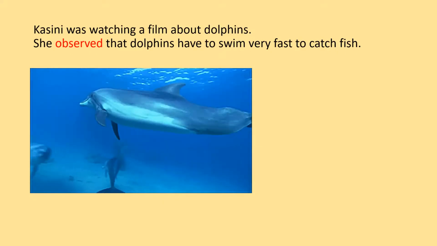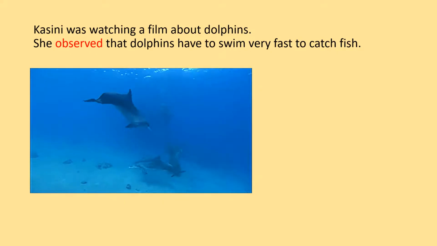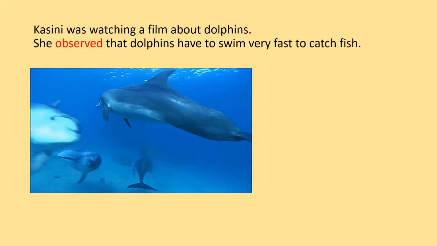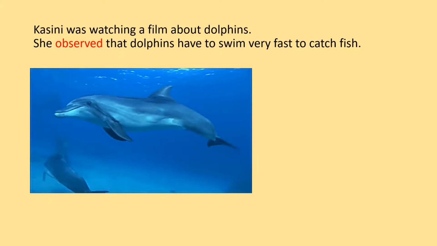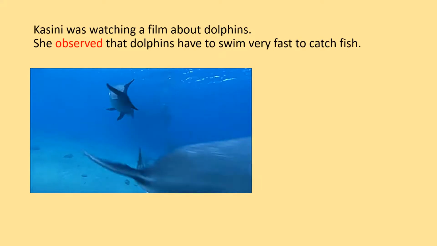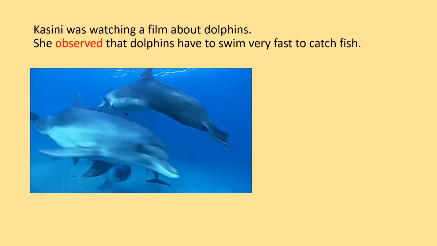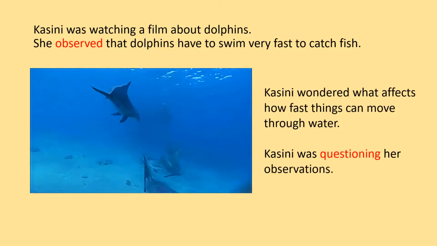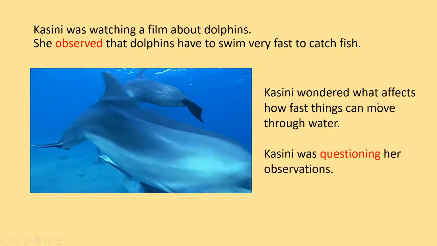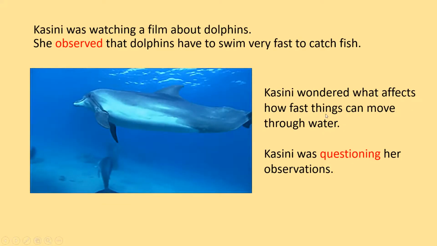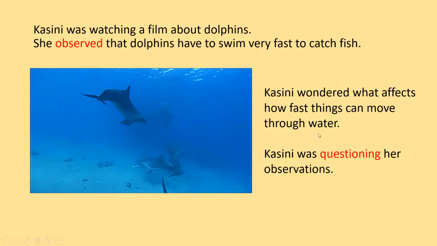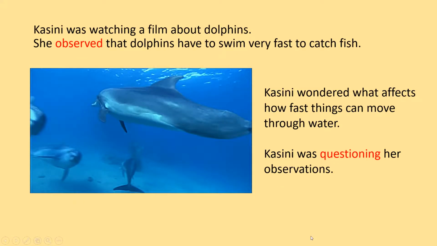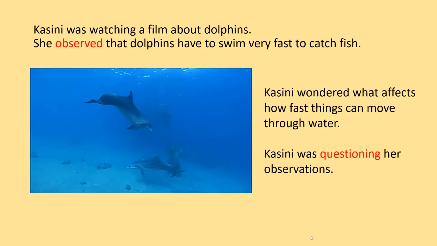What is the effect? Is it the mass? Is it the shape? Is it the length? I don't know. So what affects the speed of an object inside the water, of a dolphin, or in general an object inside the water? So Cassini wondered what affects how fast things can move through water. So what term affects the things that move inside the water?